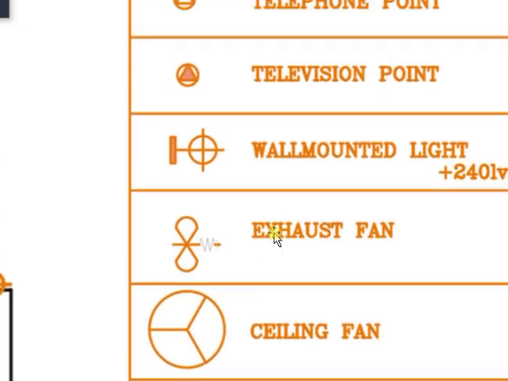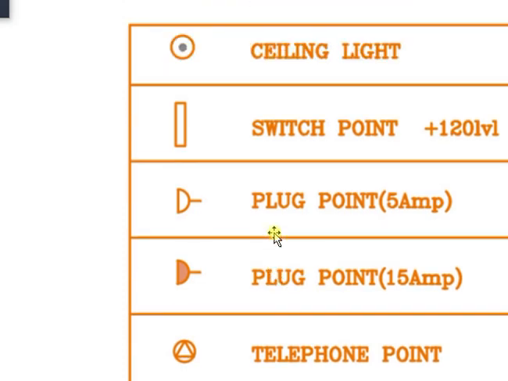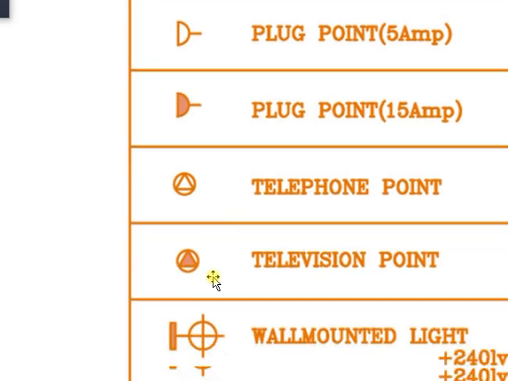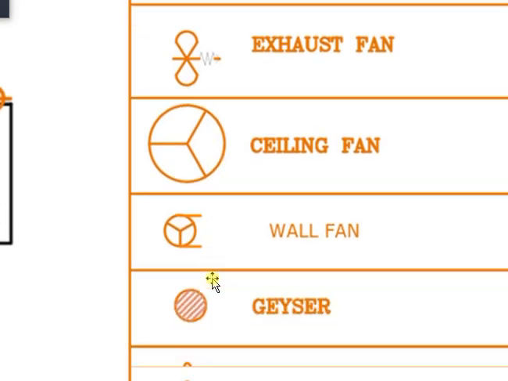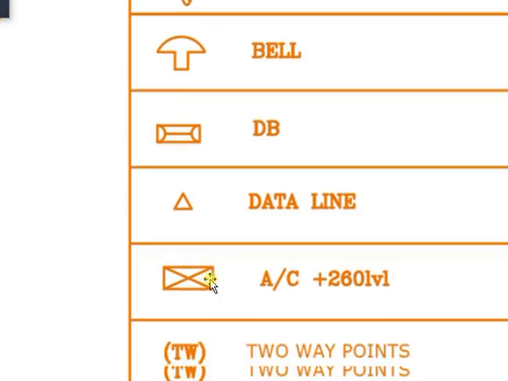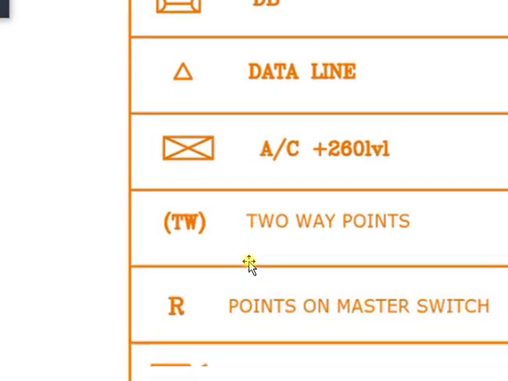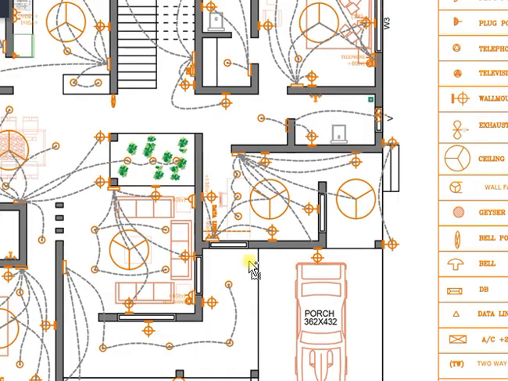These are the electrical symbols which are normally used in our residential building. This is ceiling light, switch point, 120. These are the levels, and this is plug point 5 ampere, 15 ampere, telephone point, television point, wall mounted light, exhaust fan, ceiling fan, wall fan, geyser, bell, DB, data line. This is for AC, two-way point and master point, and finally the camera point.